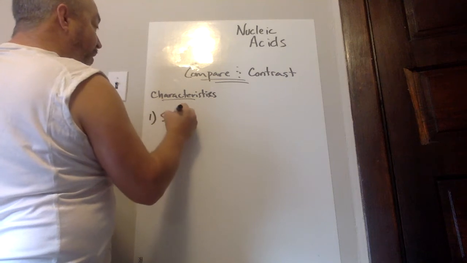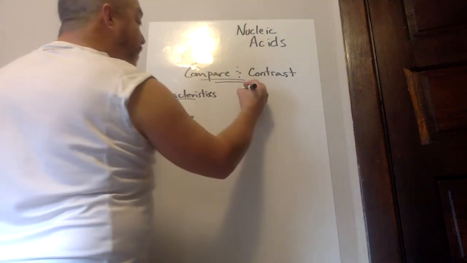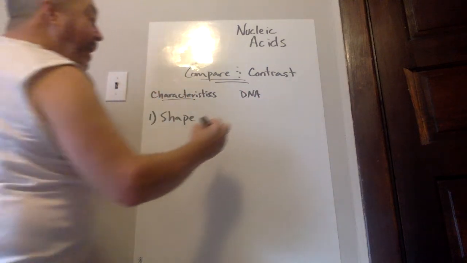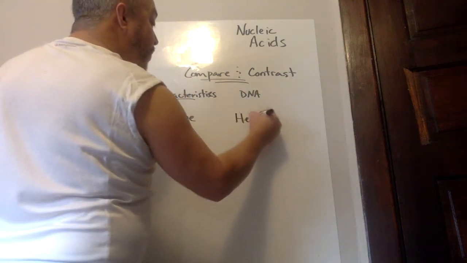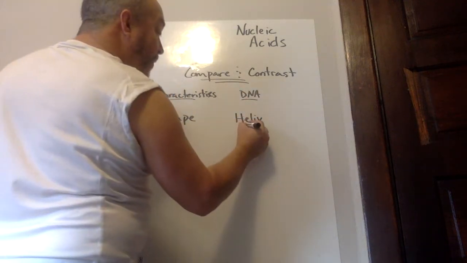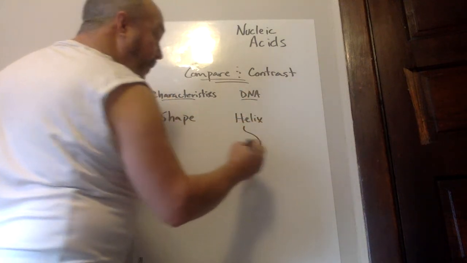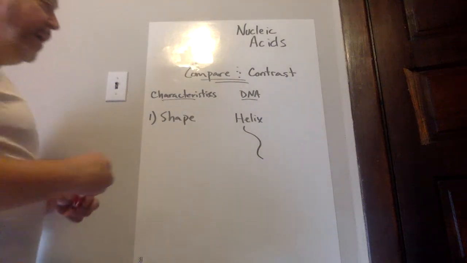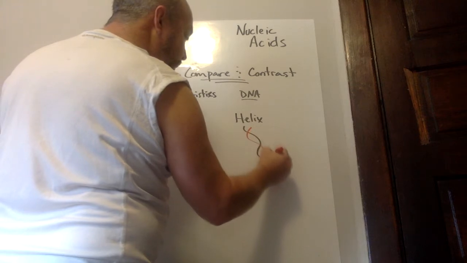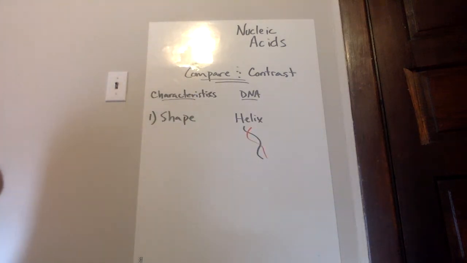One of those is shape. So you can see in figure 3.20, DNA is shaped as a helix, which is why you often hear it referred to as a double helix. This means you have one strand of DNA here, and a second strand that spirals with it. So therefore, it is in a helical pattern.